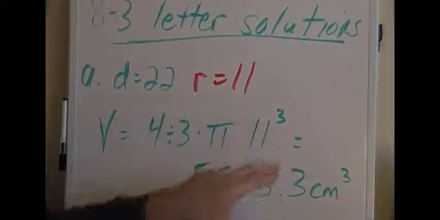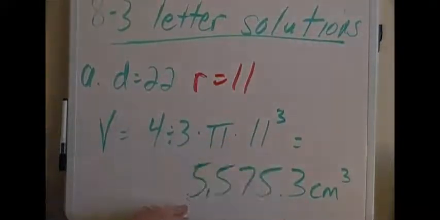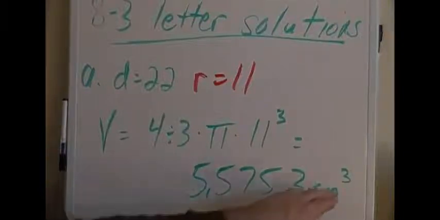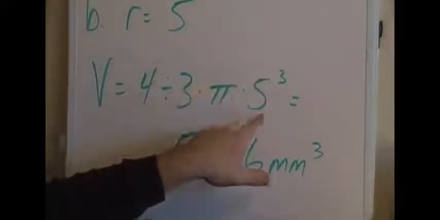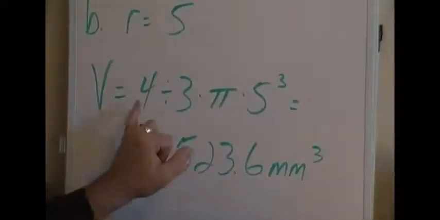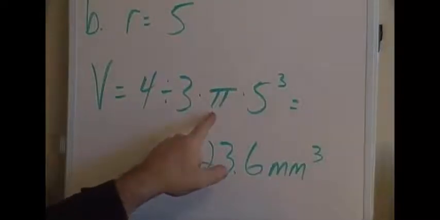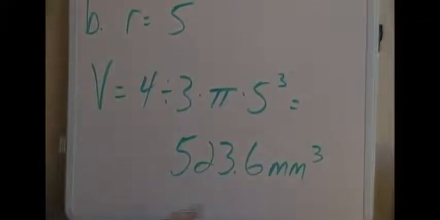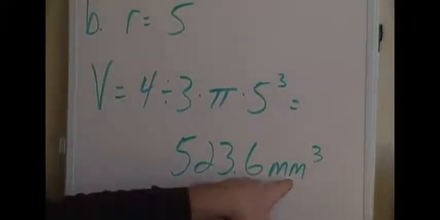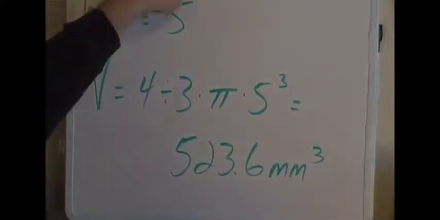Remember, we're cubing for spheres. And that will give you an answer of 5,575.3 cubic centimeters. For letter B, we have a radius of 5. Very easy. We plug 5 into our formula right here. 4 divided by 3 times pi times 5 cubed. And our answer is 523.6. And in this case, we have cubic millimeters.